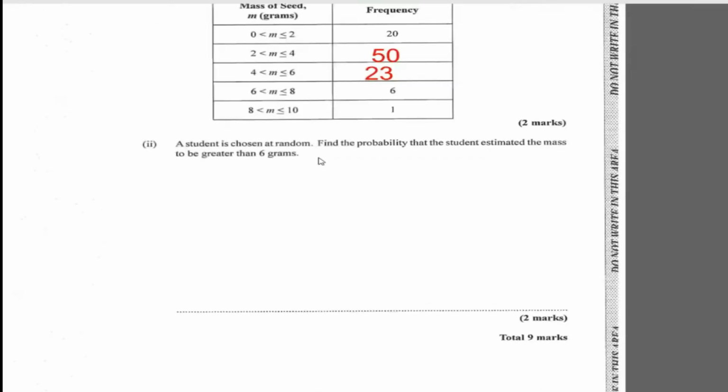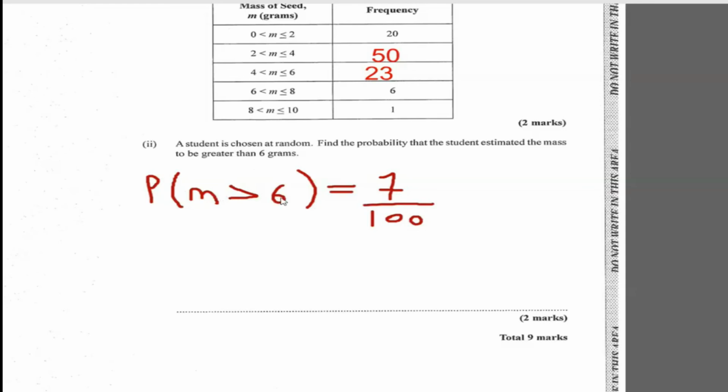It says a student is chosen at random. Find the probability that a student estimated the mass to be greater than 6 grams. So any student chosen at random, their mass is going to be greater than 6 grams. In order for their mass to be greater than 6 grams, it's 6 plus 1, which is 7, because there are only 7 students in total that have a mass greater than 6 grams. So it's 7 out of the total number of students, which is 100. So the probability of a student being chosen randomly with a mass greater than 6 is 0.07. And that's that for now.